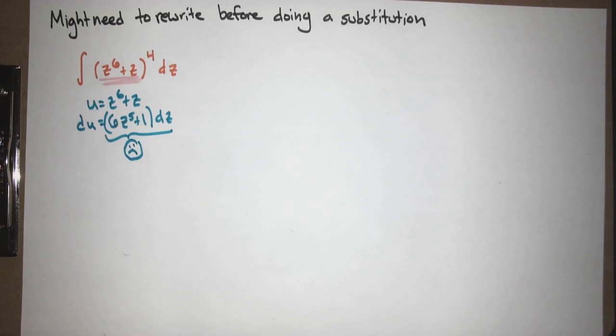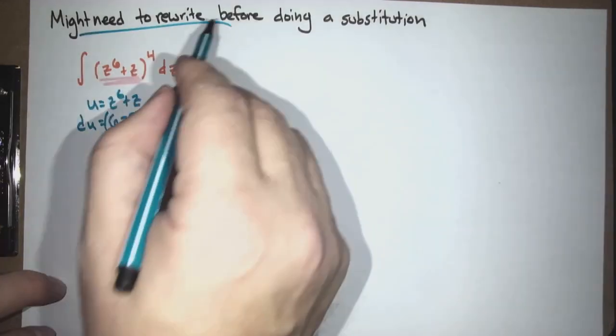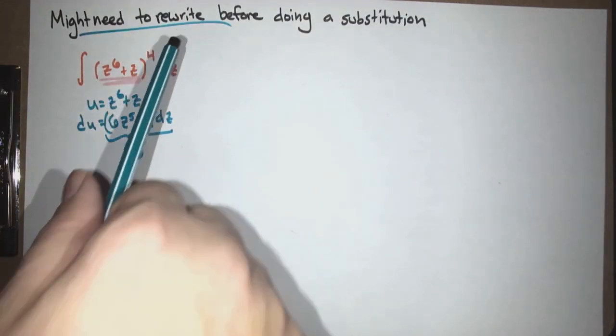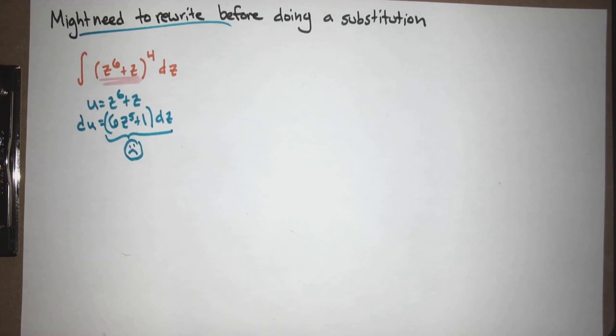So what do we do? Give up? No, that's not like us at all. We would never. Can we do anything? Well, remember, we are allowed to rewrite. This is also known as algebra. So, is there anything we can do algebra-wise?